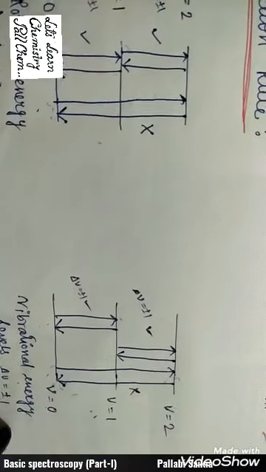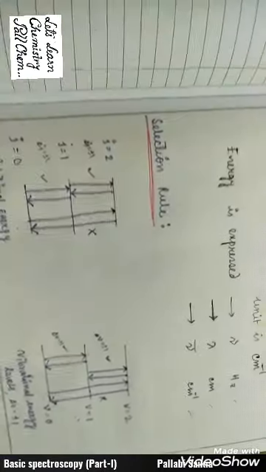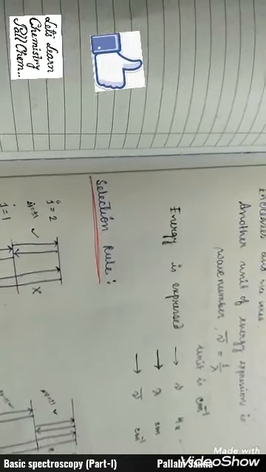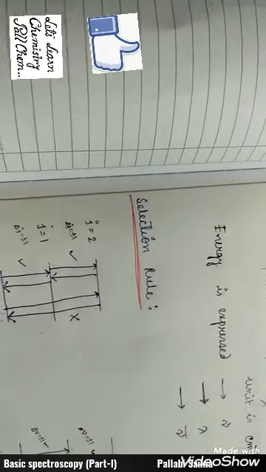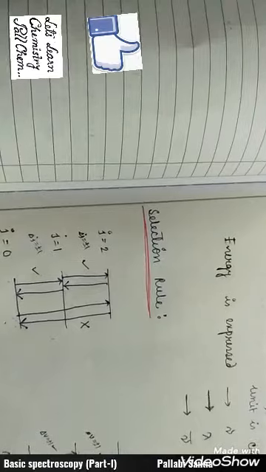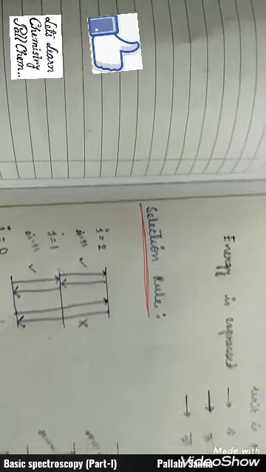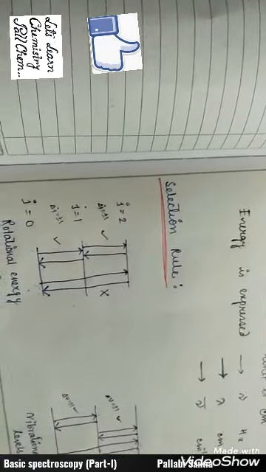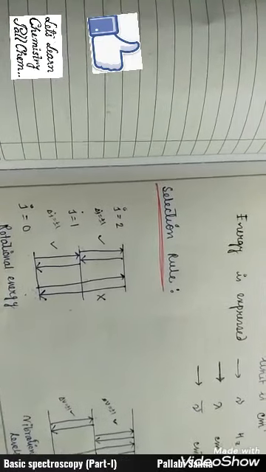So these are the very basic things of spectroscopy, and in the second part of the video we will discuss the ranges of the electromagnetic spectrum, then the spectrophotometer, and the factors which govern the width and intensity of the spectral line.